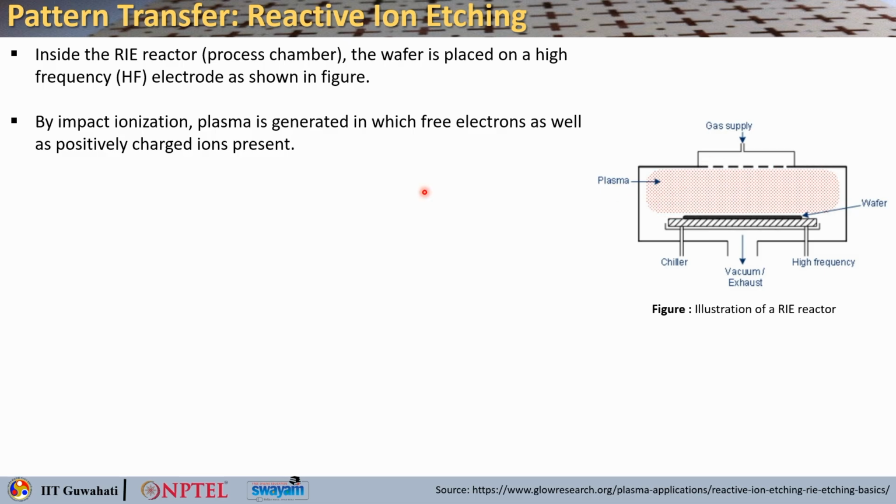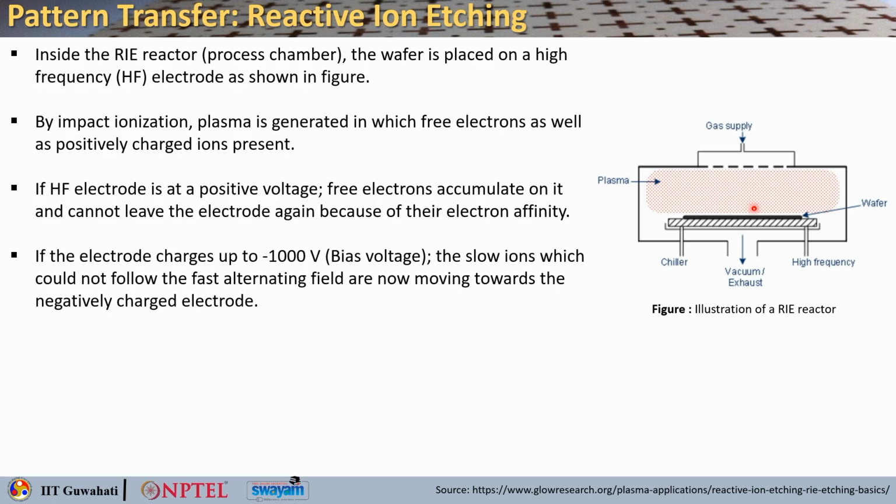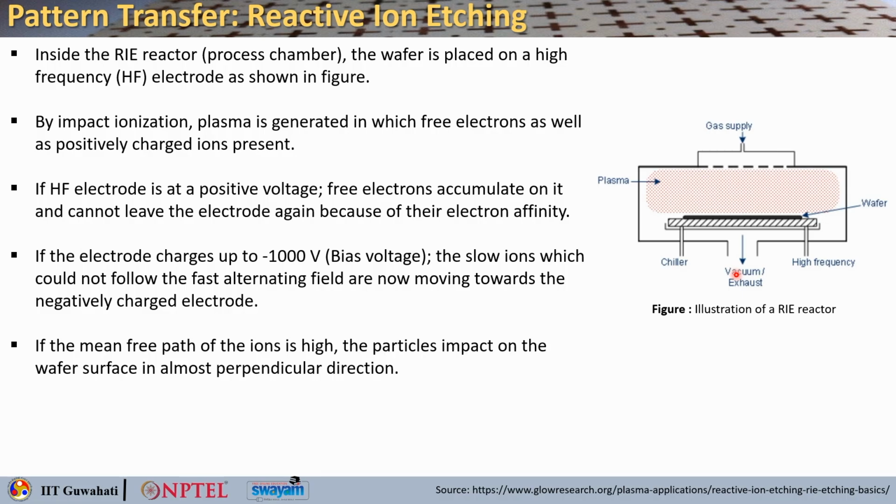By impact ionization, plasma is generated in which free electrons as well as positively charged ions are present. Now, if the high frequency electrode is at positive voltage, free electrons accumulate on it and cannot leave the electrode again because of their electron affinity. If the electrode charges up to minus 1000 volt, that is the bias voltage, the slow ions which could not follow the fast alternating field are now moving towards the negatively charged electrode.